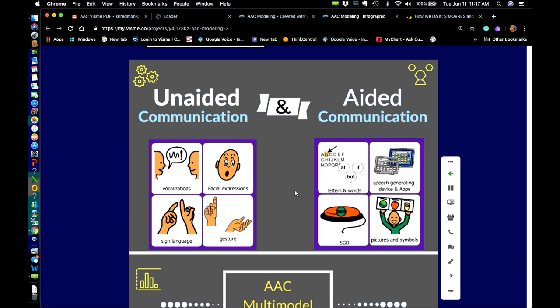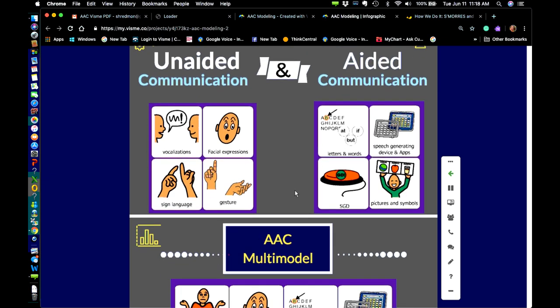So we have unaided communication, this idea that communication can happen without the aids of anything, so that the person is fully in control of that vocalization, those facial expressions, sign language, and gestures, and it comes from that person making those. Aided communication is letters, words, speech-generating devices and apps on iPads, single message SGDs, and also pictures and symbols. Those are aided forms of helping people communicate.